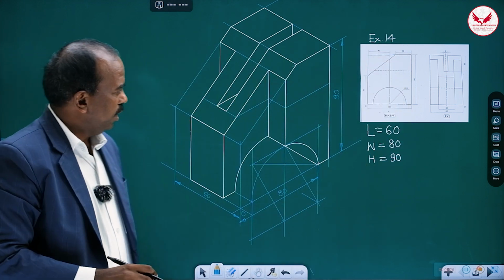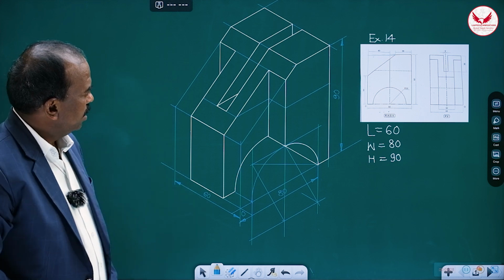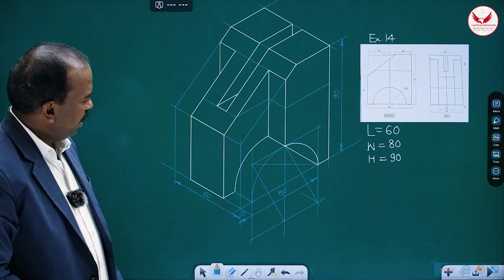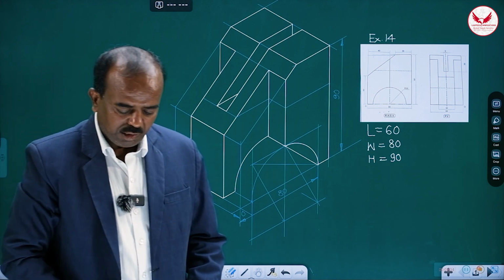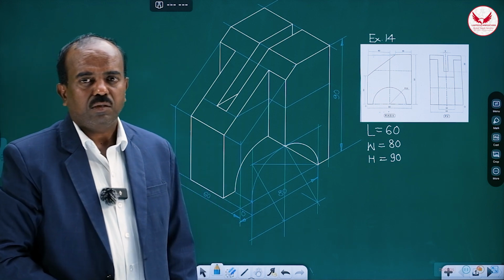It is the isometric view of this object. Probably one of the best examples, a very impressive example. And I am confident that you will like this procedure. Thank you.